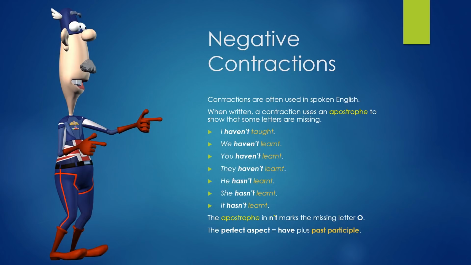Negative contractions. Contractions are often used in spoken English. When written, a contraction uses an apostrophe to show that some letters are missing. I haven't taught. We haven't learnt. You haven't learnt. They haven't learnt. He hasn't learnt. She hasn't learnt. It hasn't learnt. The apostrophe in n't marks the missing letter o.